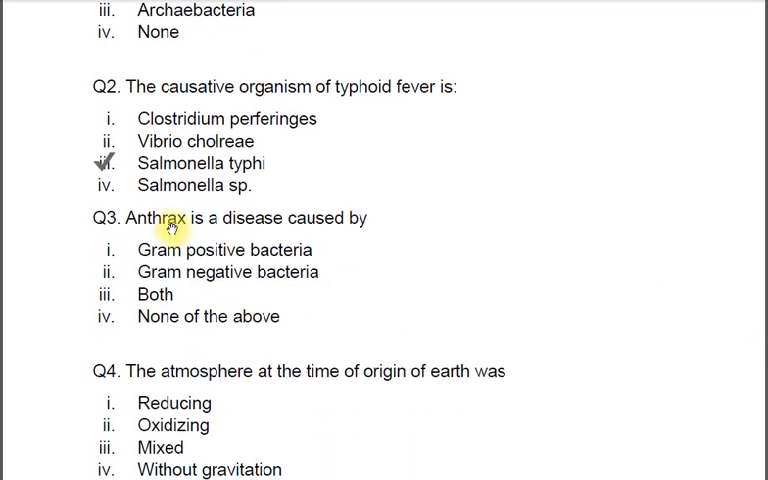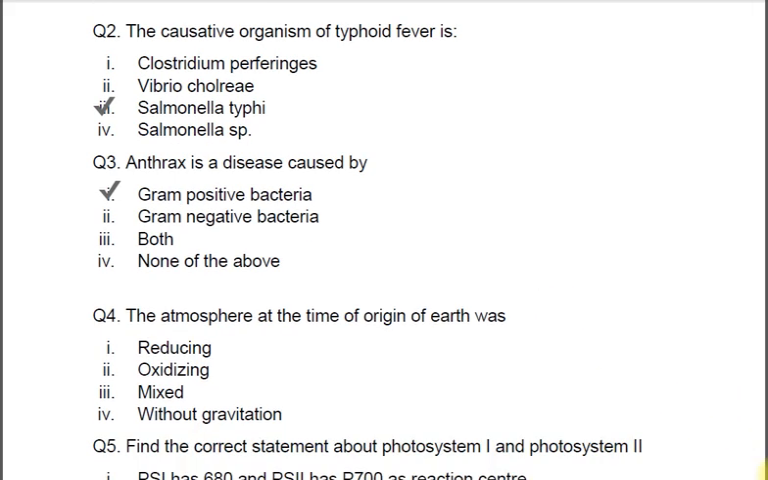Question number 3. Anthrax is a disease caused by option 1 gram-positive bacteria, 2 gram-negative bacteria, 3 both, 4 none of the above. So again a simple one. So this answer is the gram-positive bacteria. Anthrax is caused by the gram-positive rod-shaped bacteria known as Bacillus anthracis.